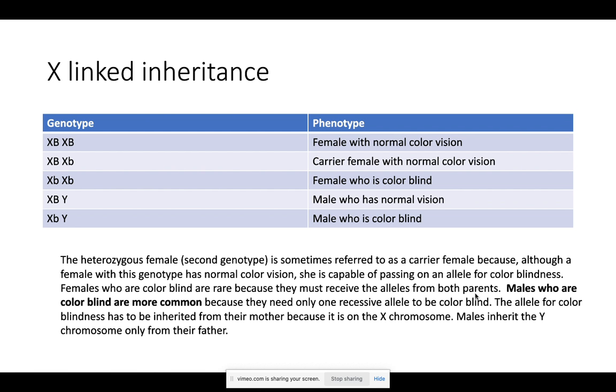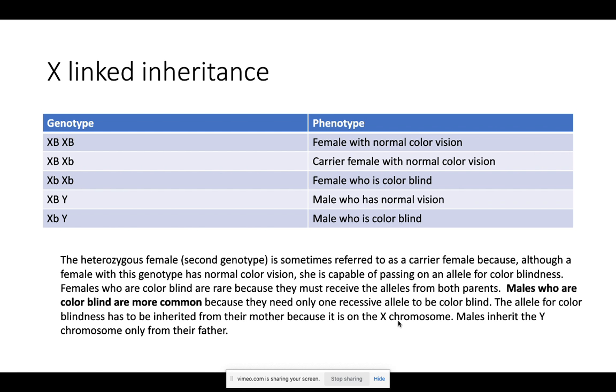And again, we've previously said that. That means she would have to have an affected father, one with a little b, and she would have to have a carrier mother. Males who are colorblind are more common because they need only one recessive allele to be colorblind. The allele for colorblindness has to be inherited from their mother because it is on the X chromosome.